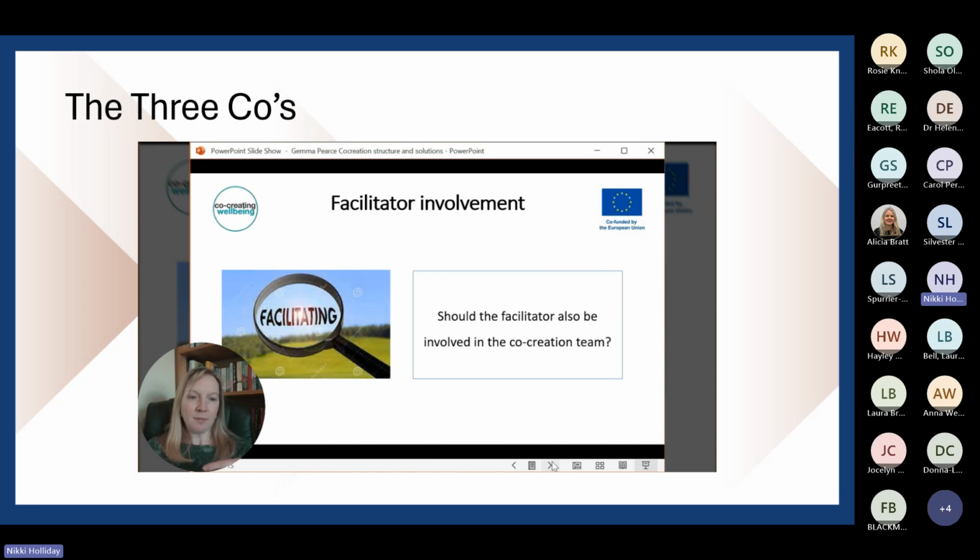process? Or should they just not be involved at all, and are they just purely a facilitator looking from the outside? And that co-creation group is therefore really important for them to think about how they're going to create something that's sustainable, and they need to take on that responsibility fully.